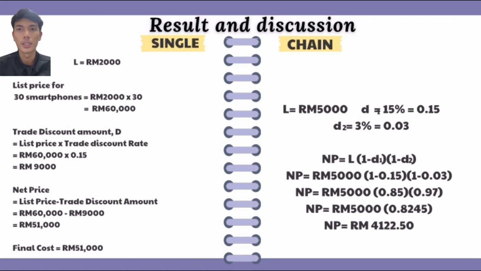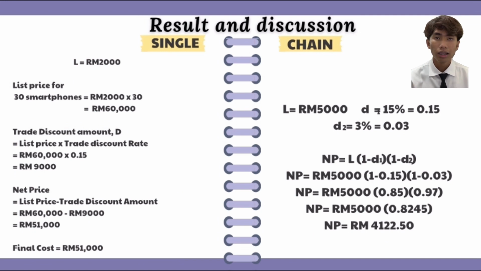Secondly, you must find the trade discount amount. You can choose the method such as D equals list price multiplied by trade discount rate. 60,000 ringgit multiplied by 0.5 equals 30,000 ringgit. The last one, you can find the final cost. You can use a method such as net price equals list price minus trade discount amount. 60,000 ringgit minus 30,000 ringgit equals 30,000 ringgit.